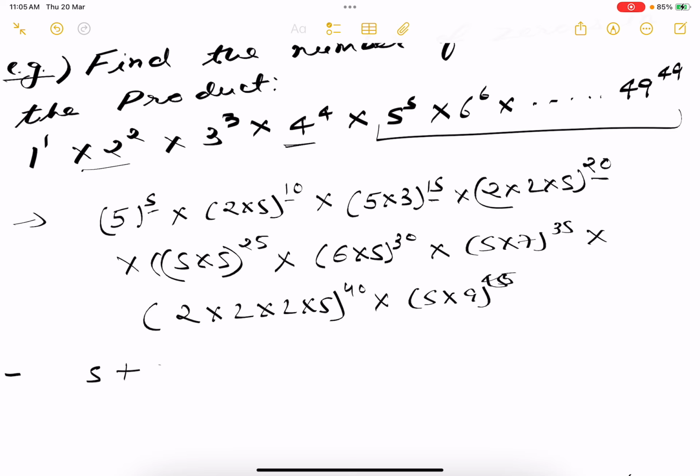Okay, so we write 5 plus 10 plus 15 plus 20 plus 50 plus this is your 30, and then is your 35, and then is your 40, and then is your 45.